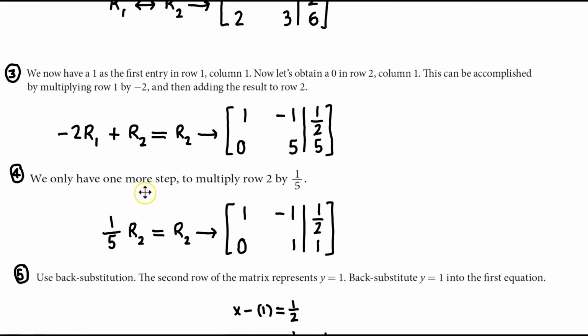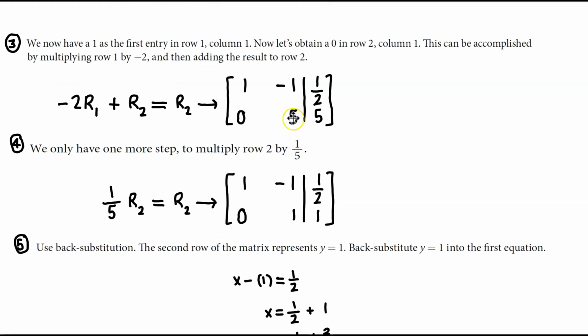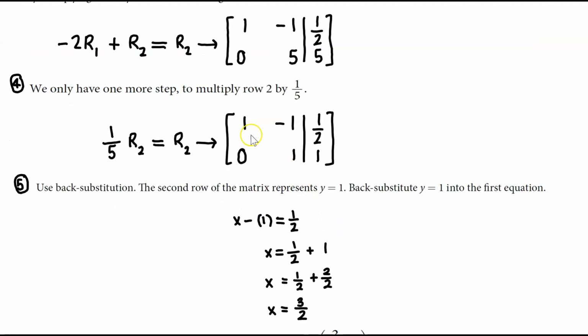Now, we only have one more step, and that is to get this 5 down here to be 1, because we want a diagonal of 1s. All we need to do in this step is divide by 5 or multiply it by 1/5, because 5 divided by 5 is going to be 1. So we're going to take 1/5 and multiply it by all the values in row 2. 1/5 times 0 is 0. 1/5 times 5 is 1. And 1/5 times 5 also gives you 1. So now we have a diagonal of 1s and zeros below.